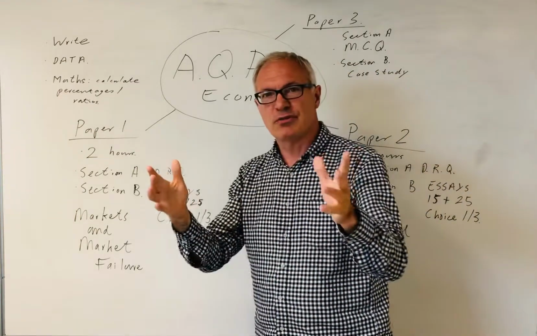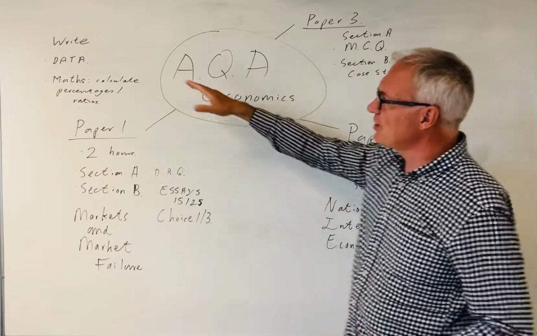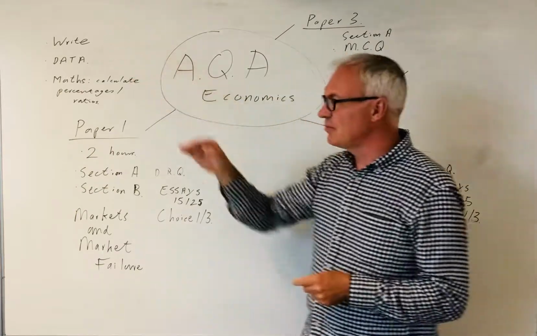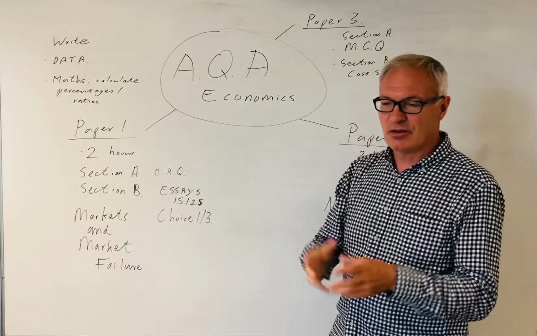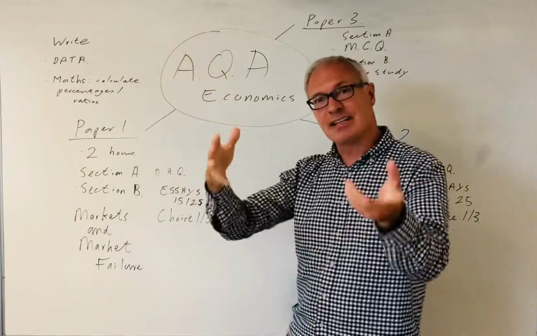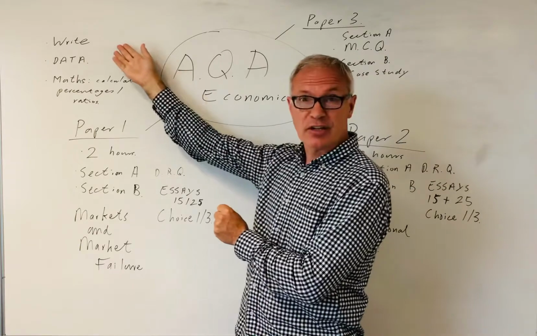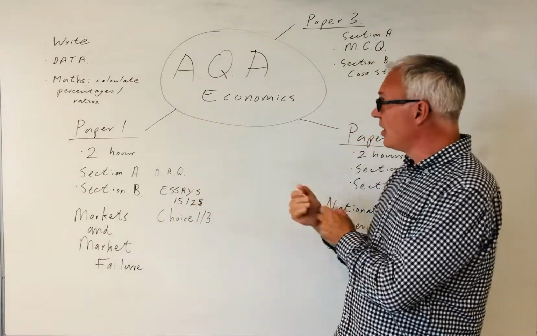So what skills do you need to do AQA A-Level Economics? Well, basically, first of all, you need to write. So you need to write concisely and precisely, do short answer questions, but also write in an analytical way and weigh up the pros and cons for the essays, which are 25 marks.